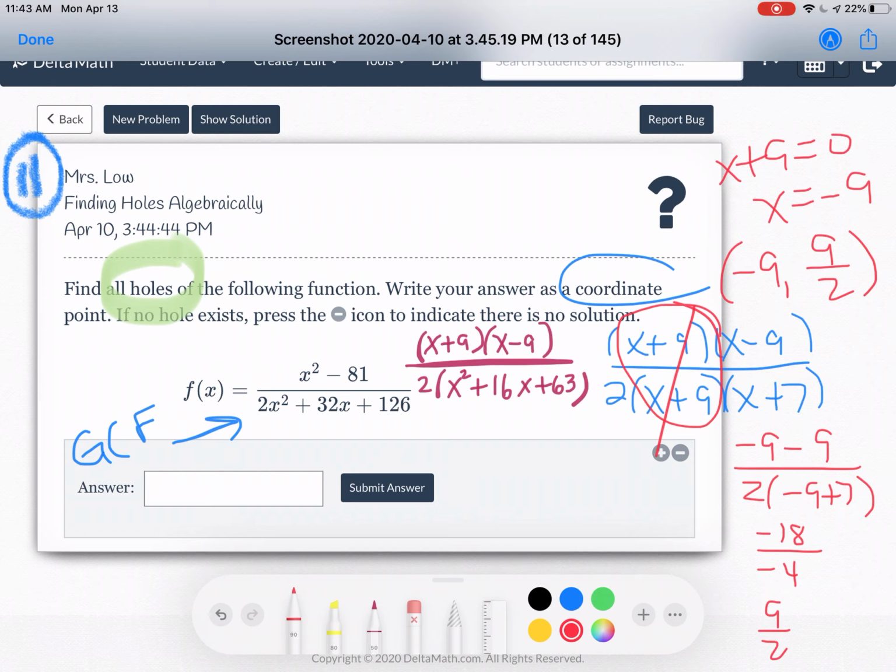And see how you would type this answer in, and then it does say that you could press this if there's no solution, so if there was no hole, this little guy here, but you guys know how to do this.